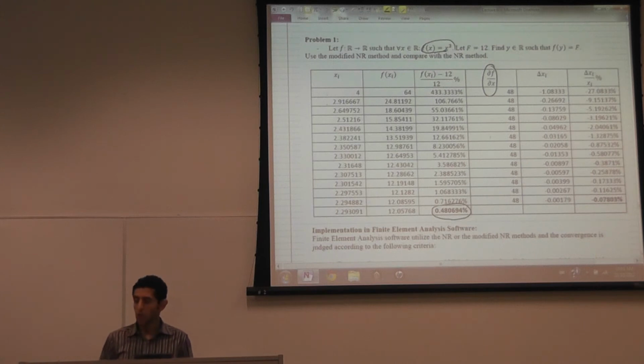Of course, depending on the software, if you're doing a non-linear problem and you're using the modified Newton-Raphson method, every few iterations, the software recalculates partial f by partial x. Every few iterations, partial f by partial x is recalculated just to make this procedure faster.